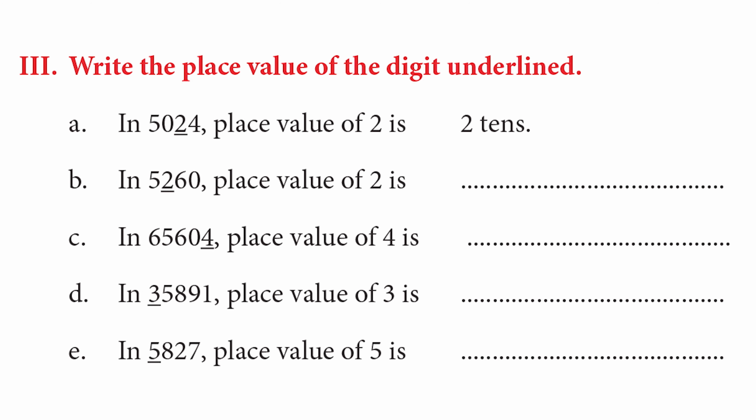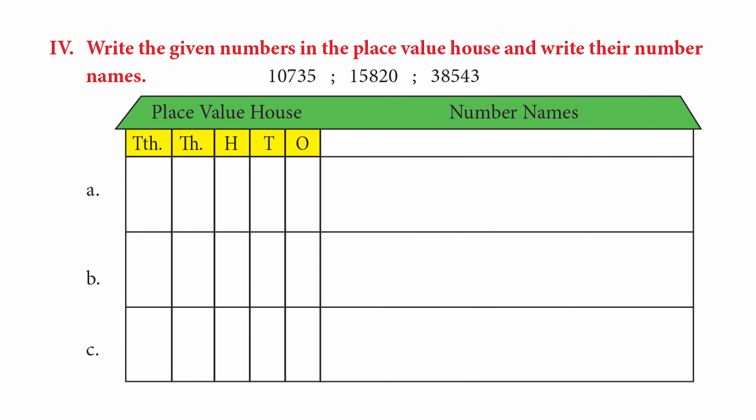The next one, write the place value for the digits underlined. So what are the digits underlined? Let's take a look. The first one is done for us. Let's look at D. In 35,891, the place value of 3 is 10,000. That's right. And in 5,827, the place value of 5 is 1,000. Okay, so you will write the answers as 5 thousands, 3 ten thousands. Okay, all right. Then the next one is again the place value.